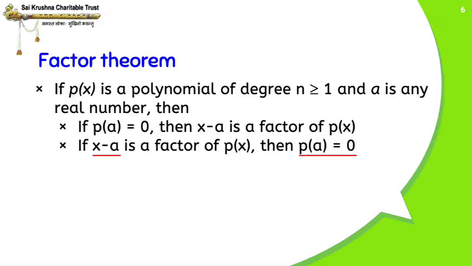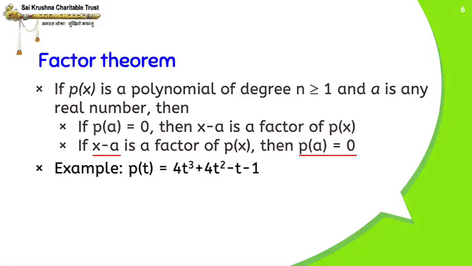Before proving any theorem, it is good to try an example so that we understand what a theorem means before we try to prove it. I am taking an example that we have already studied in part 4, the polynomial 4t cubed plus 4t squared minus t minus 1. We saw in part 4 that this could be written as 2t plus 1 times some polynomial q of x. We don't care what that polynomial is, but we see that 2t plus 1 is a factor.